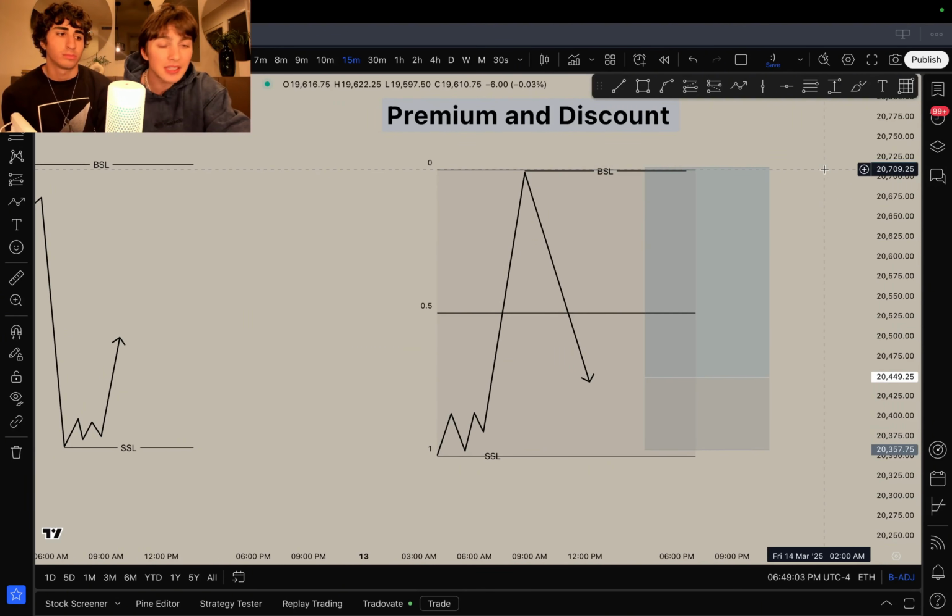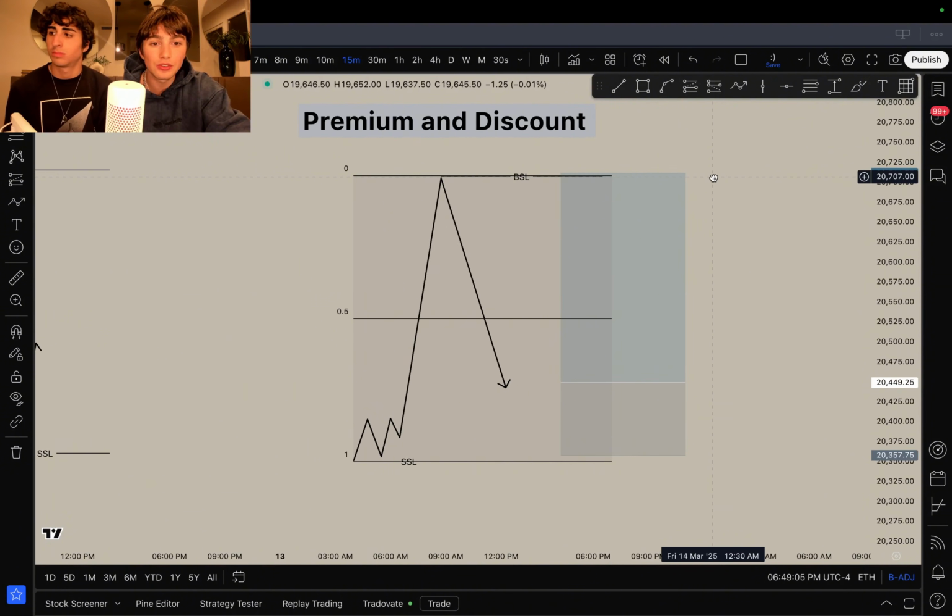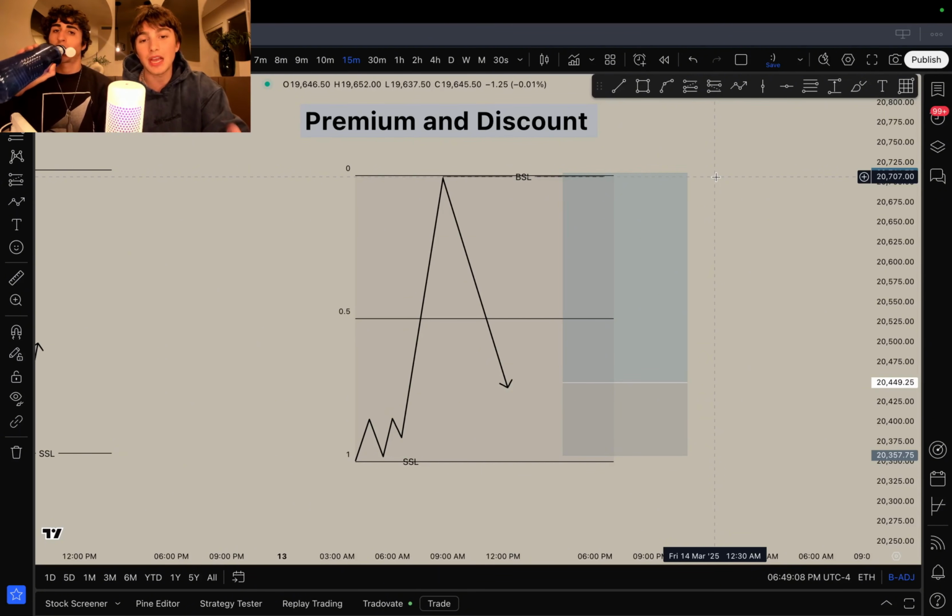I'll say it a million times, all these concepts and everything we teach you, you don't just use them individually. You pair them with everything else we've taught you. But this is very important to know because this is going to optimize your entries. It's going to optimize your RR. It's going to help you avoid getting stopped out, and it's going to allow you to achieve more consistent trading results.